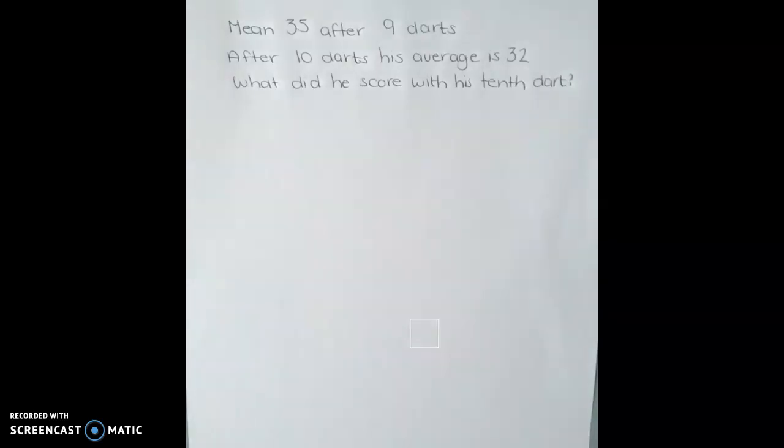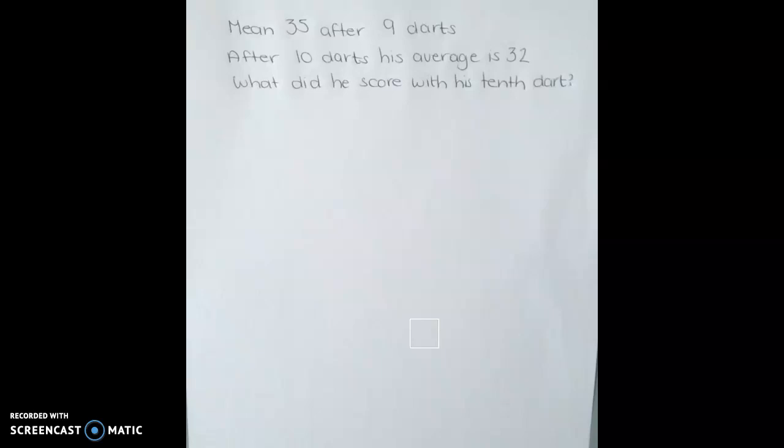Okay, so we know that the mean score of darts was 35 after 9 darts were thrown. He then threw another dart and his average became 32. So what we want to know is, what did he score with his 10th dart?